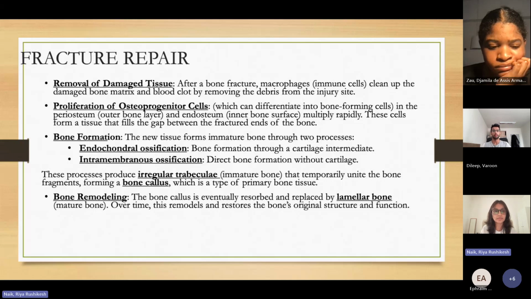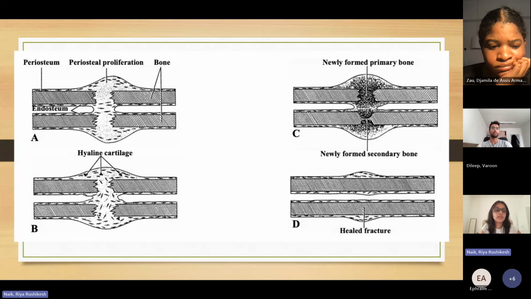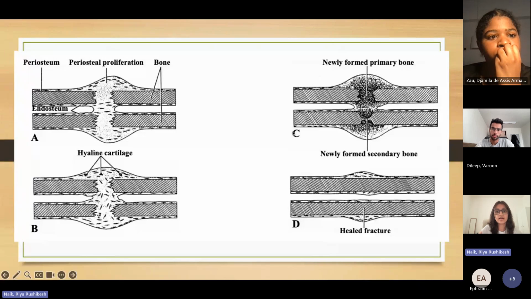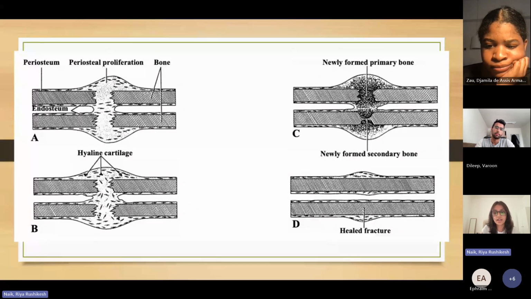All right. So, to summarize again, after you get a fracture, the macrophages will come and act. As you can see in slide A, the osteoprogenitor cells will come into play and form a tissue-like structure. Then in B, you can see this tissue-like structure being formed. And in C, after the bone undergoes ossification, it forms a primary bone, which is called the bone callus. And then in D, you can see that the proper bone is formed, and after a few months, the vessels will come into the bone again, and it's going to be functional again.